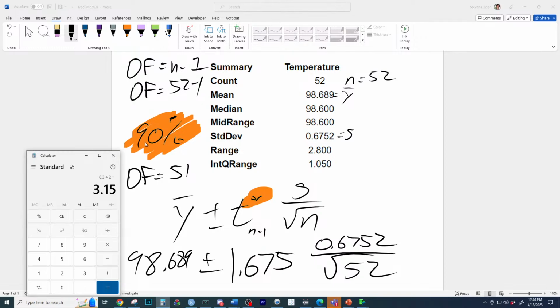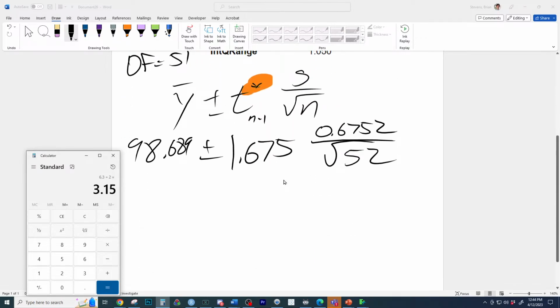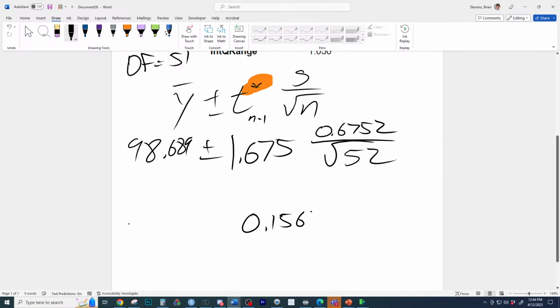So there is the interval, and I always calculate first the margin of error. We need to take the square root of 52, 0.652 over that, times 1.675, and we're good. The margin of error is 0.1568, and the mean is 98 plus or minus 0.689.